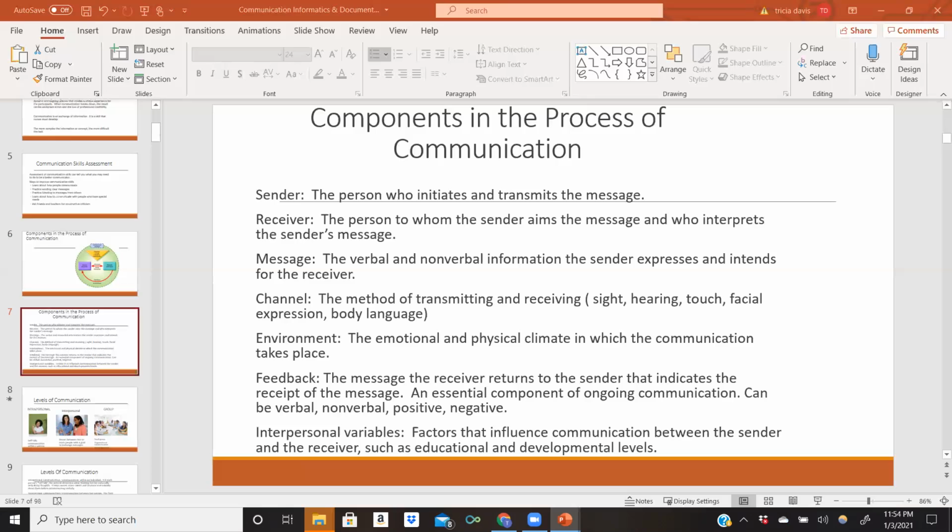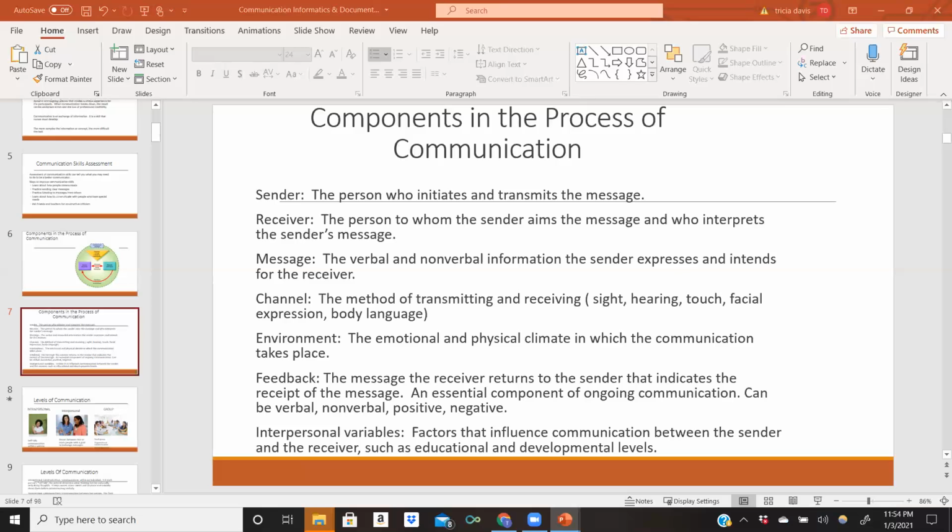The message can be sent to the receiver through the following channels. So you have auditory, which are cues and spoken words. We have visual, which are sights, observations, and perceptions. And then we have kinesthetic, which is touch. We also have your environment, so the emotional and physical climate in which the communication takes place.